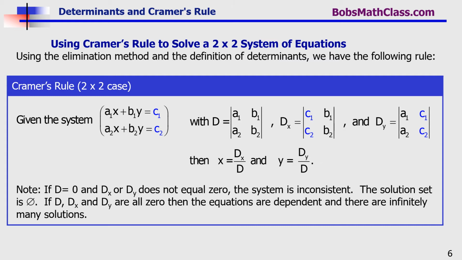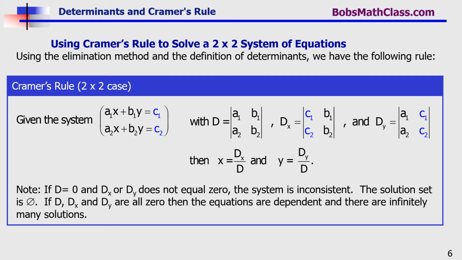Okay, now we have our third determinant, dy. The first column is the x column, the second column is the y column. But in the y column of dy, C1 and C2 replace the y coefficients. It is hard to memorize this, so that's why you want to recognize the patterns. In dx, the constants replace the x column. In dy, the constants replace the y column.